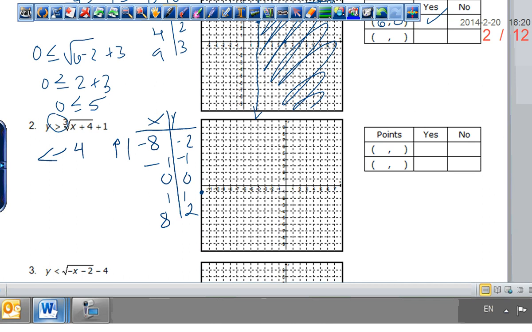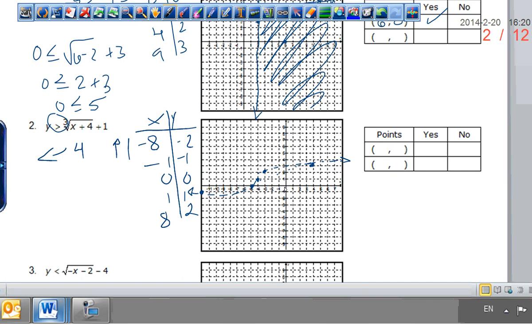Negative 1, negative 1 moves over to negative 5, 0. 0, 0 is at negative 4, comma 1. 1, 1 is now at negative 3, comma 2. And 8, 2 is at 4, comma 3. So here's my picture. Remember, it's dashed this time because it's greater than. Hopefully your picture looks a little better.